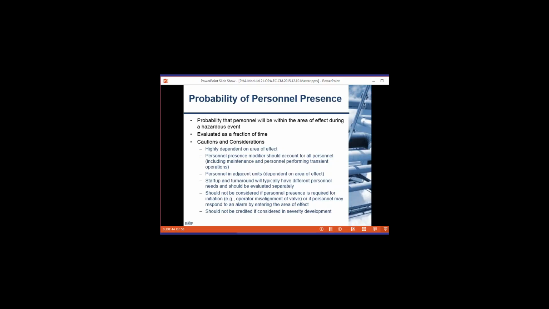And it should also not be credited if considered in severity development. Just for example, a lot of times if you're looking at severities, this is laid out by the facility. So perhaps the facility gives a 4 for a single fatality. However, they give a 5 for 3 to 5 or more fatalities. If you've already considered that and you're already saying, well, we gave it a 4 because there's only one person out there, you've already used your modifier. Don't double dip and give yourself an unrealistic LOPA.